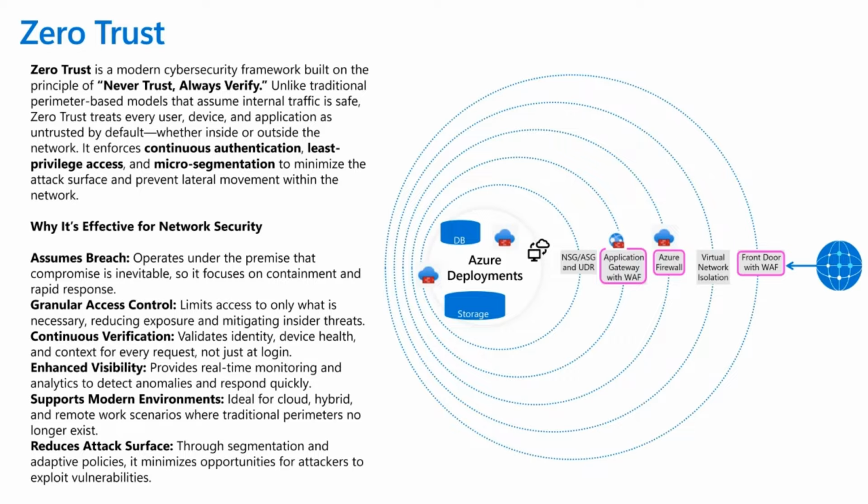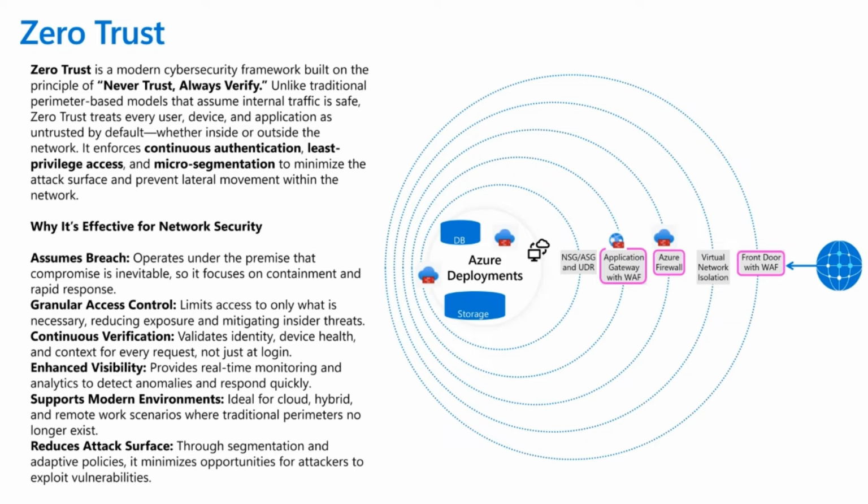Unlike traditional perimeter-based models that assume internet traffic is safe, Zero Trust treats every user, device, and application as untrusted by default. So whether the threat is inside or outside the network, it is by default untrusted. It enforces continuous authentication, least privilege access, and micro-segmentation to minimize the attack surface and prevent lateral movement within the network. So it's effective for network security because there are some key benefits here.